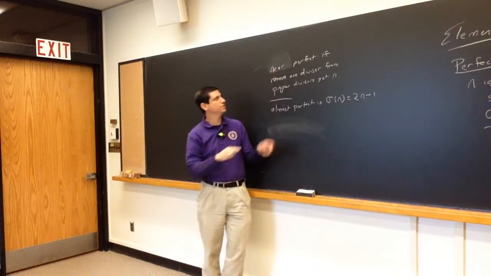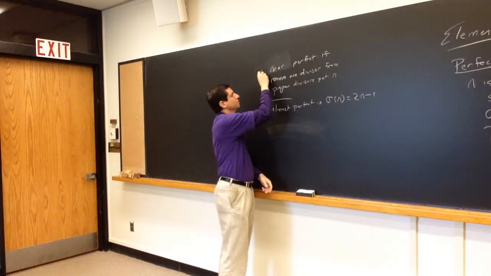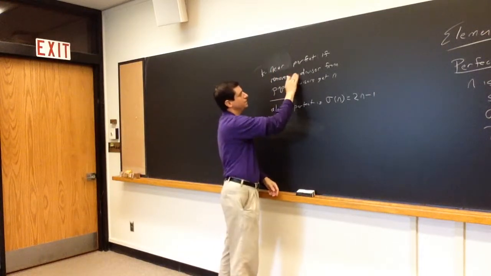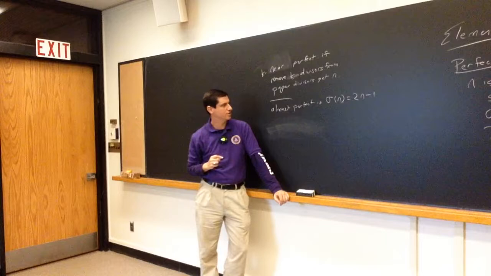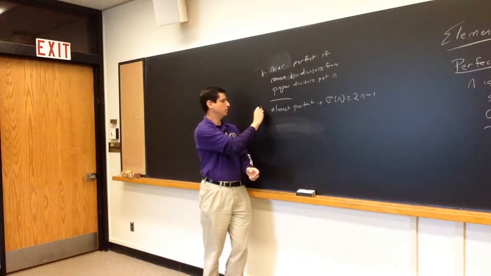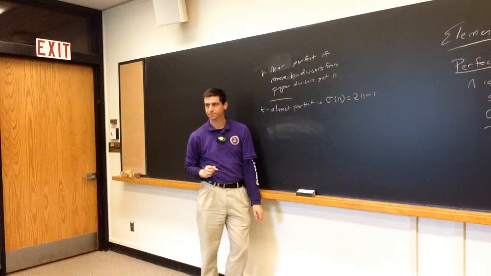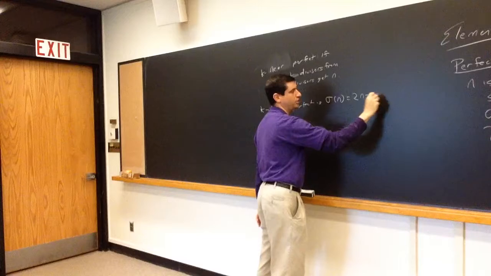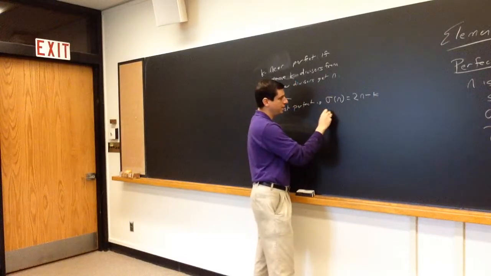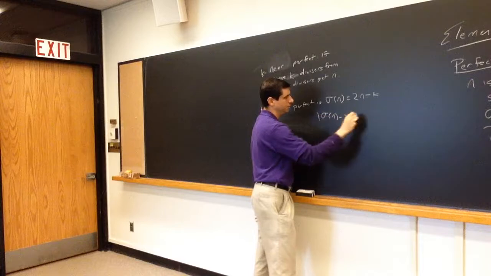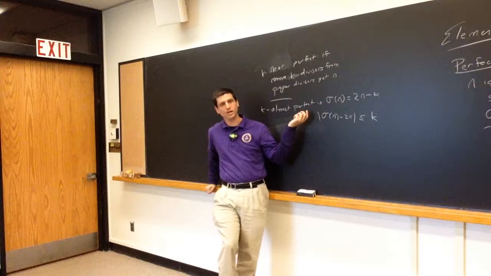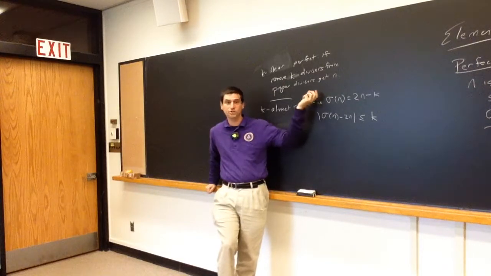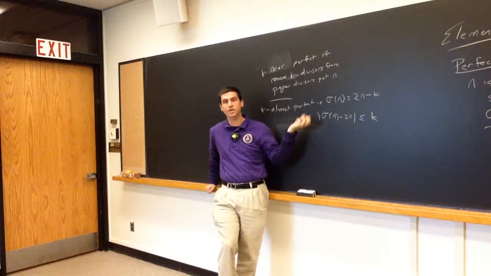And then they've generalized near perfect to, I think, k near perfect, if you remove k divisors from the proper divisors and you get n. We could probably also make a k almost perfect. One possibility is 2n minus k. We could also say that the absolute value of sigma of n minus 2n is less than or equal to k. And so the original definition where it was 1 less, maybe we don't want it to be 1 less. Maybe we want to allow it to be either 1 less or 1 more, or to have it be within 1.